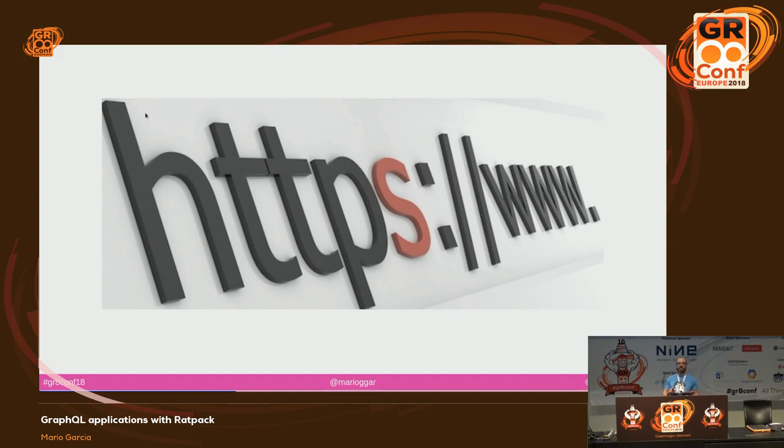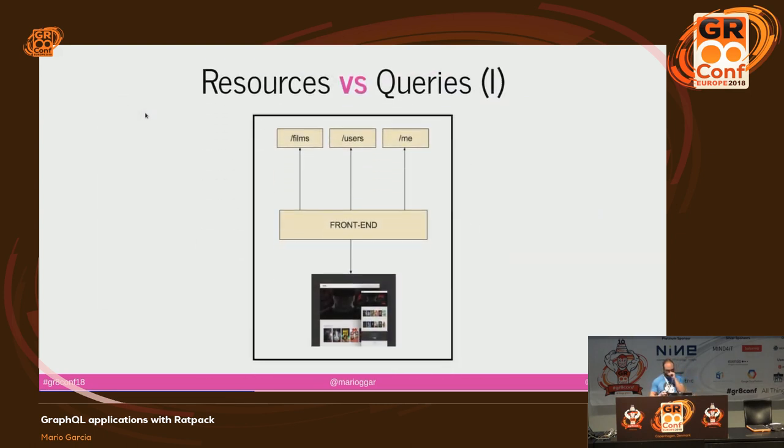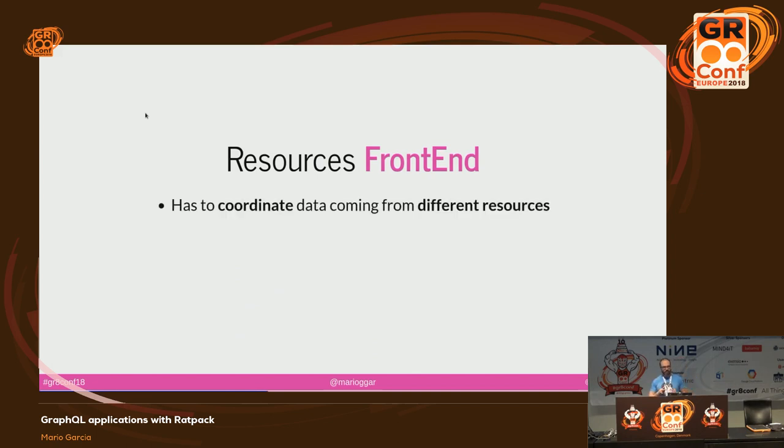But what are the benefits of exposing a GraphQL schema related to what we did before with REST? Well, when we were using REST, we would see a schema like this one having different resources, and the front-end developers have to do several requests in order to gather the necessary data to render a given UI. So, as I was mentioning, a front-end developer has to coordinate data coming from different resources, meaning that he or she has to do several calls to different endpoints.